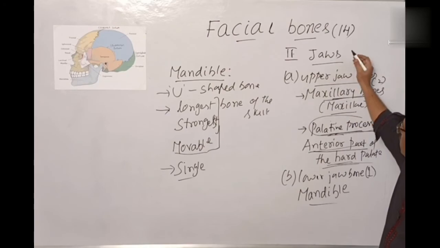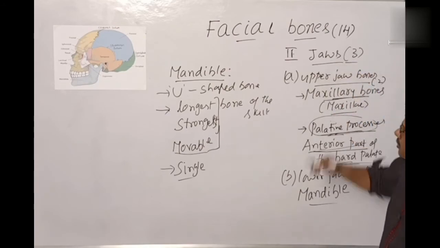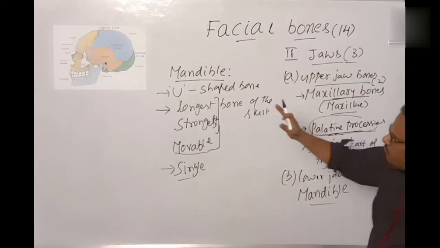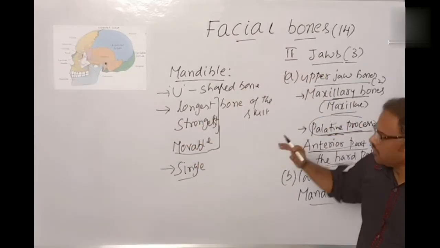So jaw bones, how many are there totally? 3 bones are there. Okay. So till now we got 5 plus 3, 8 bones. Remaining, let's discuss now.